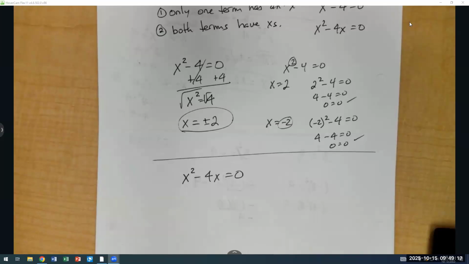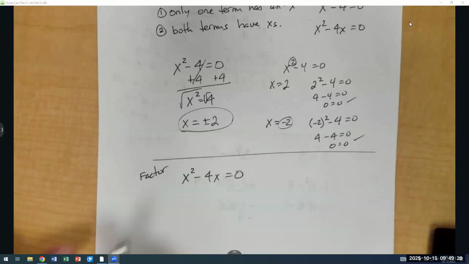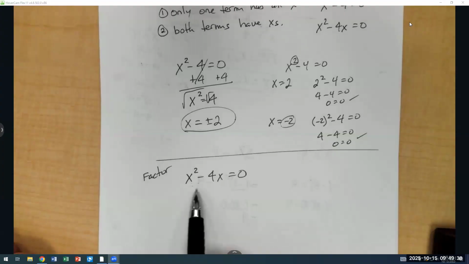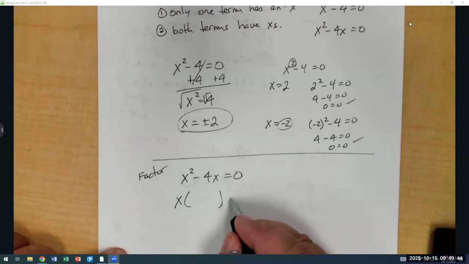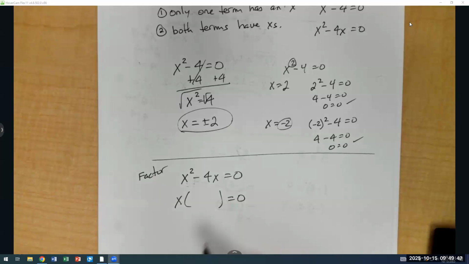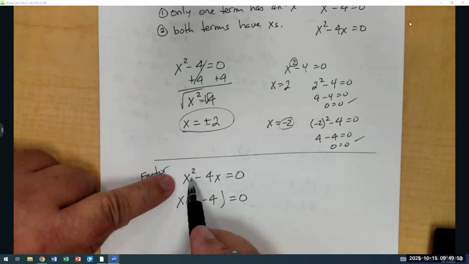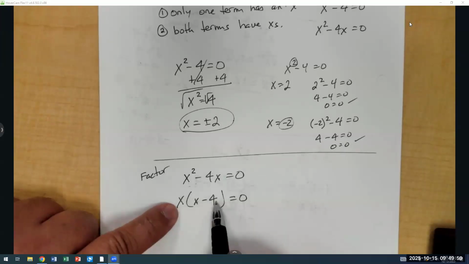If both terms have x's, in other words, if there are two terms with two x's, how do we solve this one? We solve this one by factoring. What do they have in common? They both have an x in common. I take out the x. What do I have left? If I take out one x, what do I have left? Because this one used to have two x's, I took away one, it only has one x. This one used to be 4x, I took out the x, I just have a 4.